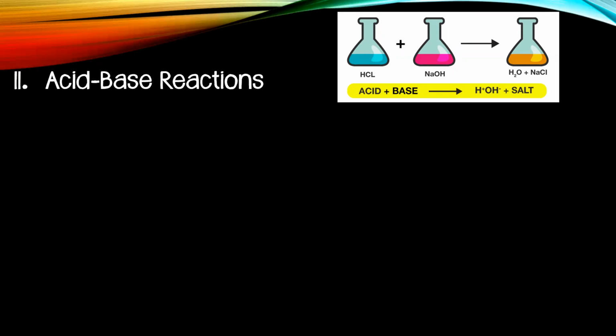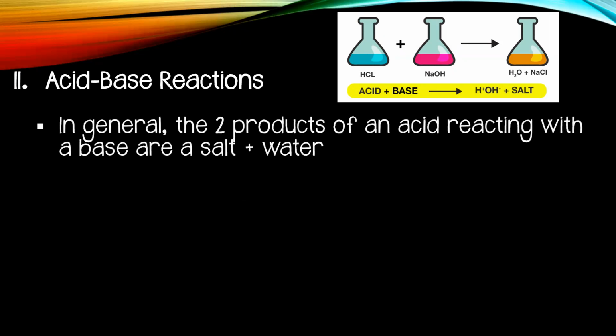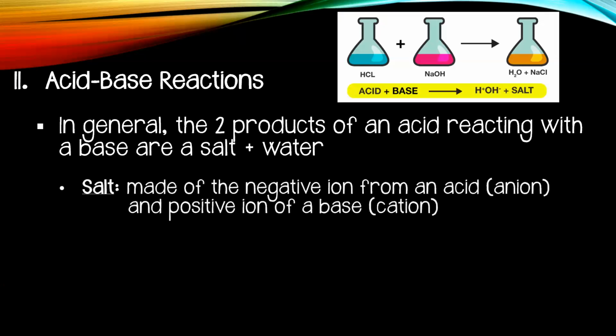Acid-base reactions, we briefly talked about neutralization reactions, and that's when you're going to have an acid reacting with a base. You get two products, generally water and some type of salt. A salt being a metal from the base, the cation, and a non-metal from the acid, which is an anion. So the negative anion and the positive cation, opposites attract, they come together, and you get a salt.